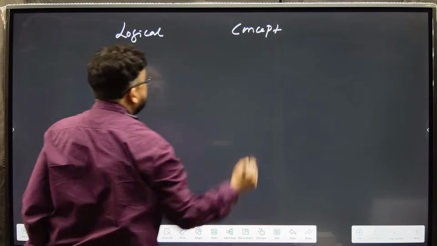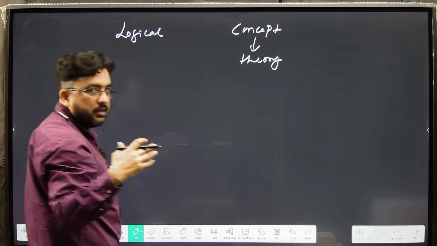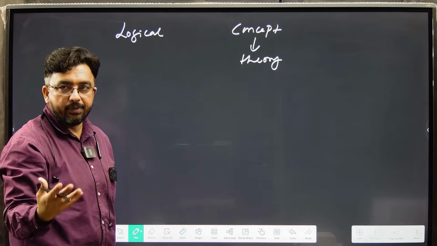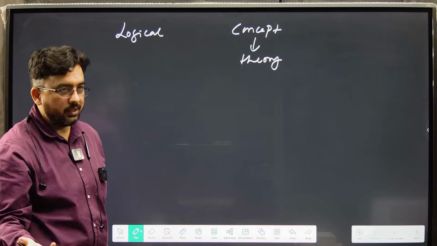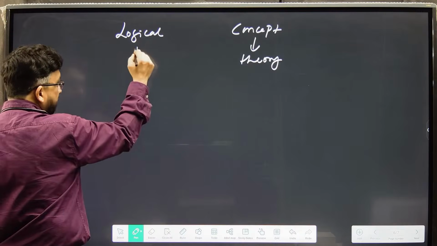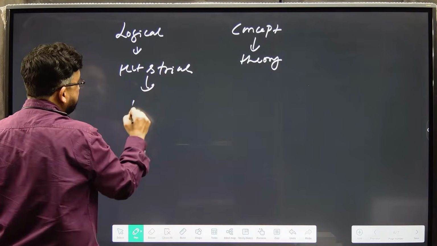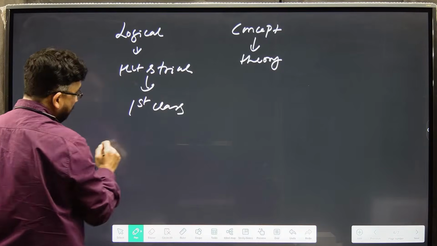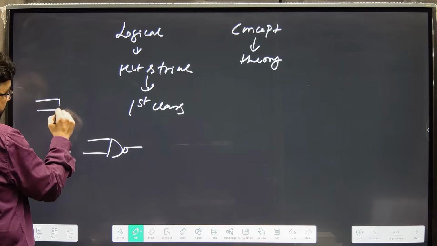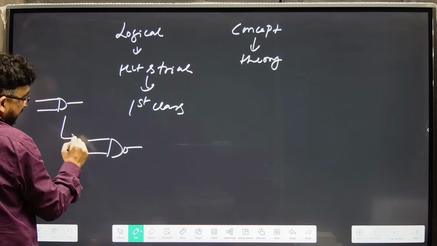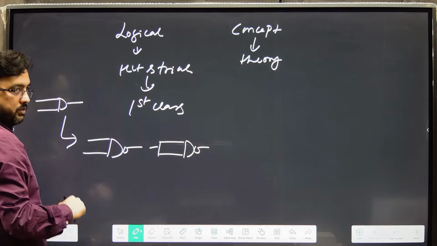My dear, concept is just theory. That is the concept or theory part, like what is a gate, what is the AND gate, OR gate, what is the truth table, how does the truth table work. And the logical approach is something called hit and trial. In my first class, I told you how to make an AND gate with the help of a NAND gate without shorting.